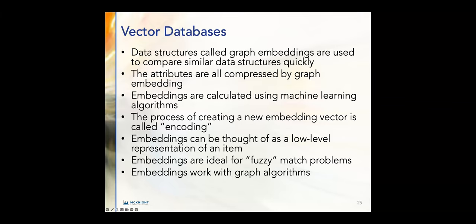Items that are near each other in this embedding space are considered similar to each other in the real world and in our businesses. Embeddings focus on performance, not explainability. So embeddings are there for high performance similarity search. Graph embeddings usually have around 100 to 300 of these numerical values. Think of it as an array.